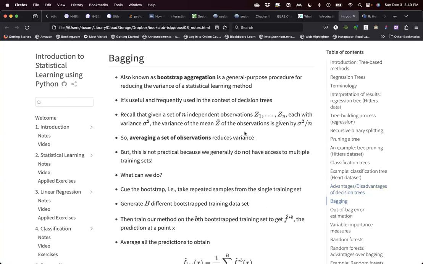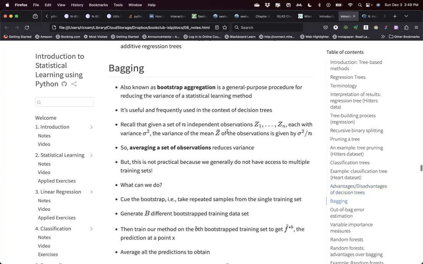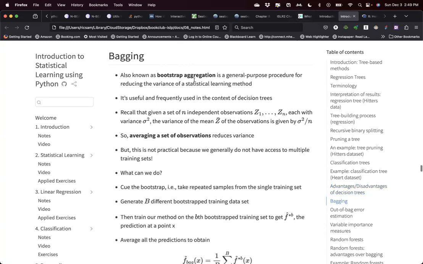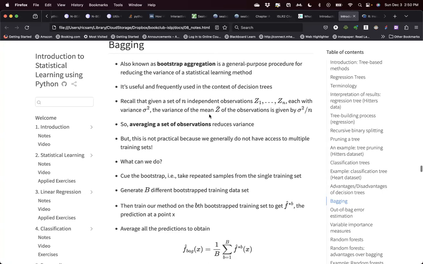Okay, so let's see how far we can go. The first improvement to decision trees is bagging. And the underlying method of bagging is what is called bootstrap. Bootstrap is a fancy word for sampling with replacement. So bagging uses sampling with replacement to generate several of these trees.